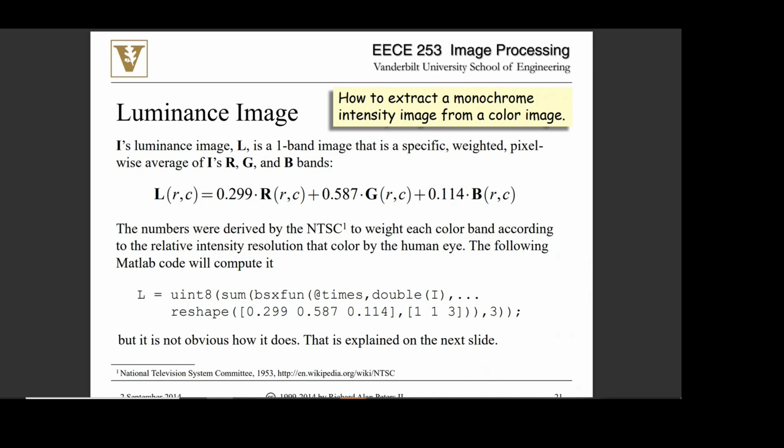We see better color. The green color. Why? Receptors. We have much more green receptors. And why do we have more receptors for green than for the other colors?